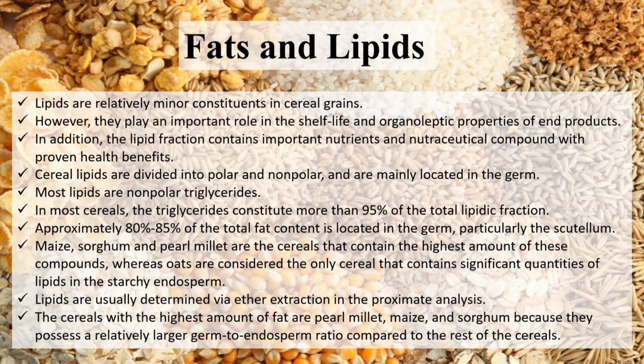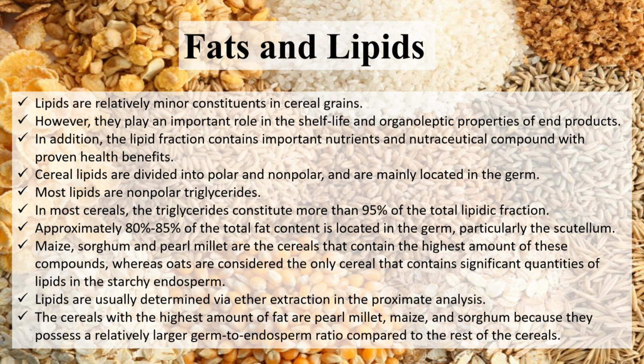Third constituent is fats and lipids. Lipids are relatively minor constituents in cereal grains. However, they play an important role in the shelf life and organoleptic properties of end products. In addition, the lipid fraction contains important nutrients and nutraceutical compounds with proven health benefits. Cereal lipids are divided into polar and non-polar and are mainly located in the germ. Most lipids are non-polar triglycerides. In most cereals, the triglycerides constitute more than 95% of the total lipidic fraction.